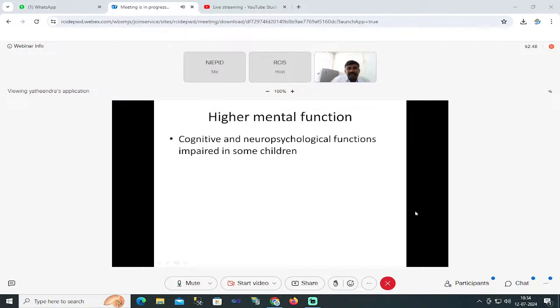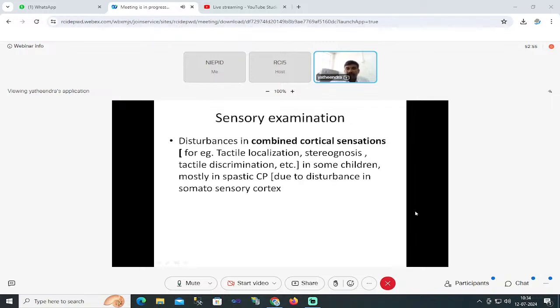This has already been explained to you with the higher mental functions. Both cognitive and neurophysiological functions have to be assessed, memory, attention, all those things. Then sensory examination. In the sensory examination, we have different categories of sensation that have to be assessed: superficial, deep, and cortical sensation.